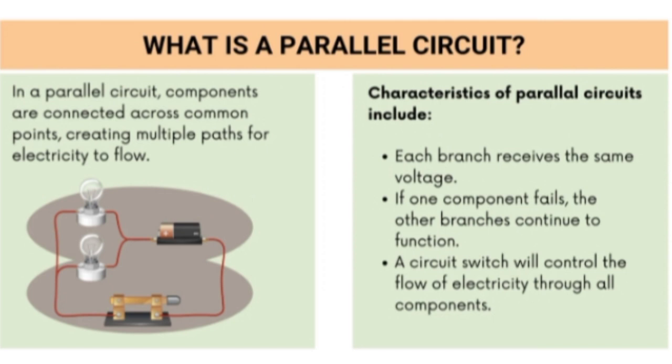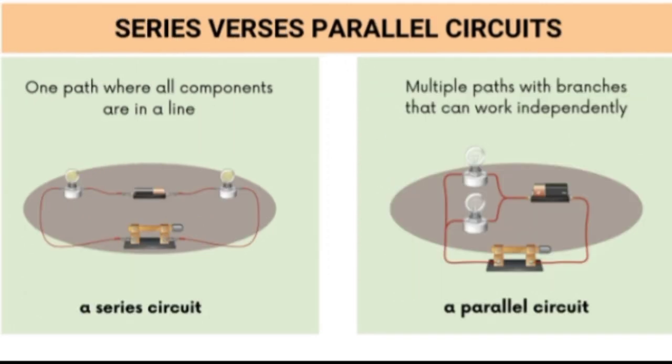The last type of circuit is the combination circuit. Combination circuit is the mix of series and parallel connections. Series versus parallel circuit. So always remember, in a series circuit, all components are connected along a single path, meaning the same current flows through each part. On the other hand, a parallel circuit has multiple paths allowing current to divide and flow through different branches.